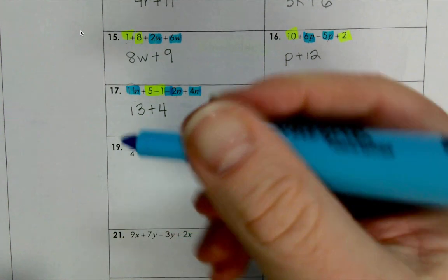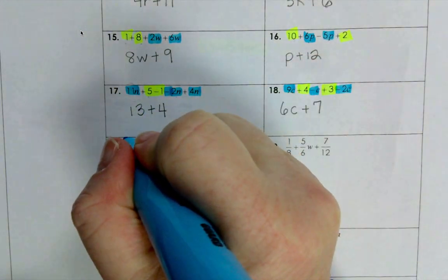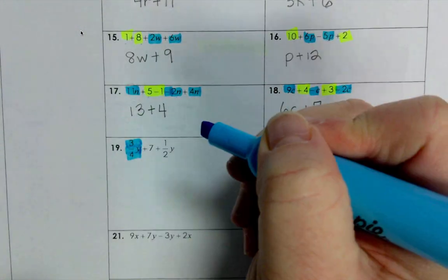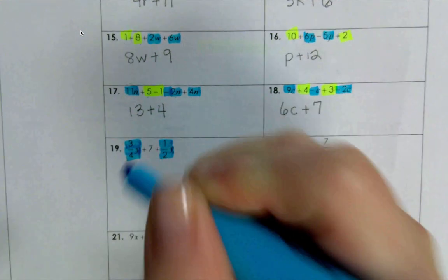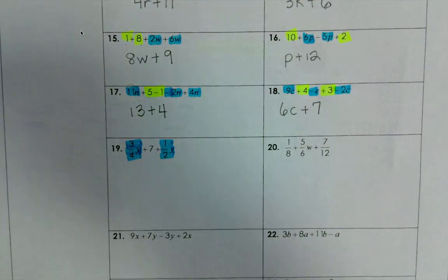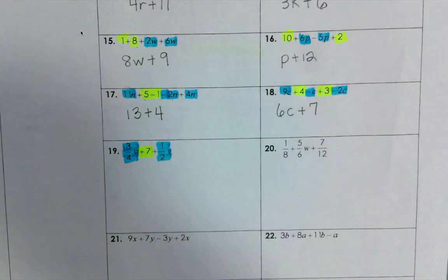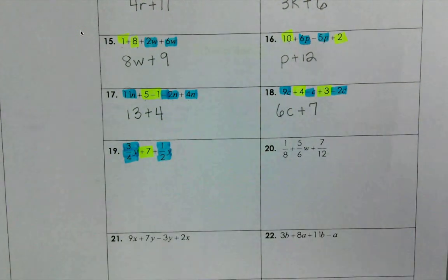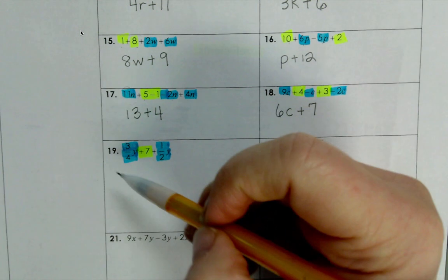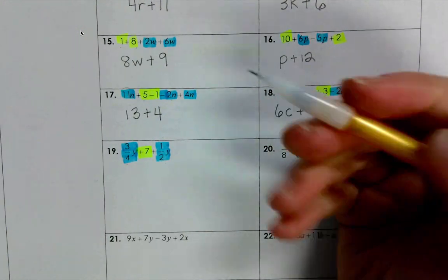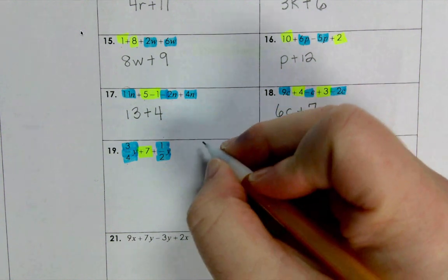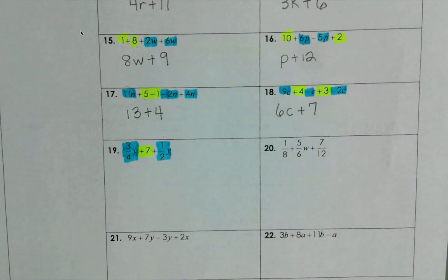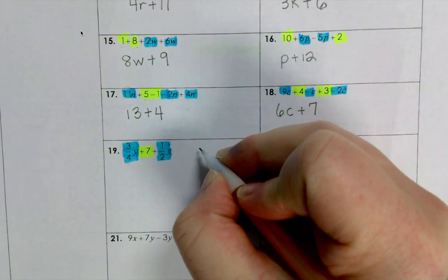Oh, this is going to be ugly. All right, I have 3/4 y and 1/2 y, and then I have 7. This would be one you'd have to put in your calculator. Or we could solve over here. You're going to have to add 3/4 plus 1/2. So 3/4 plus 1/2. I'm just going to go over here and do this so you can watch me.